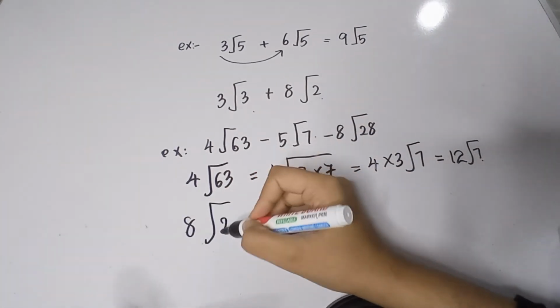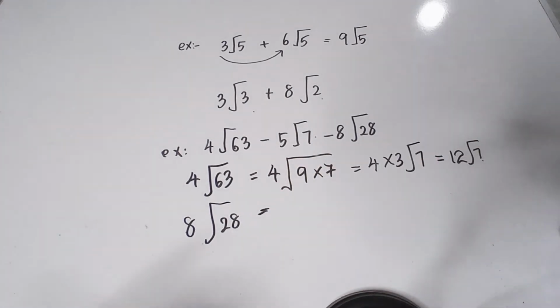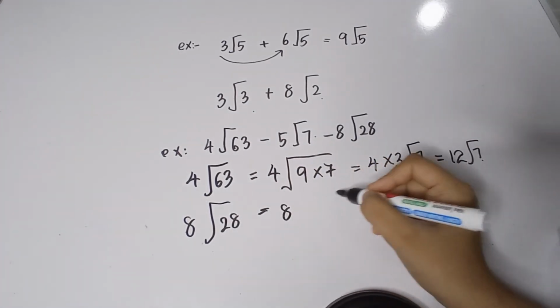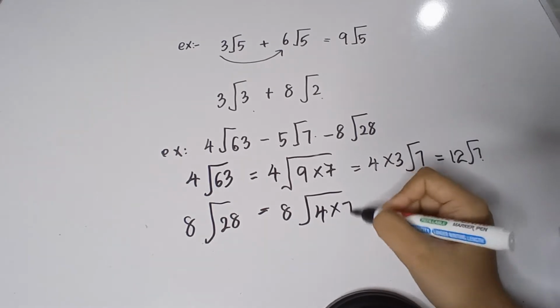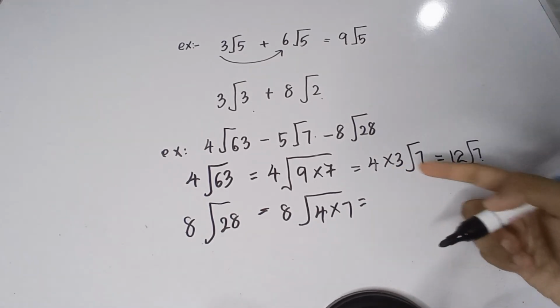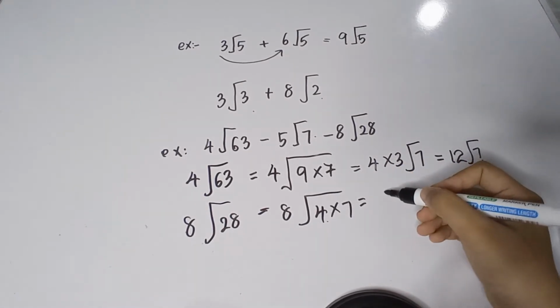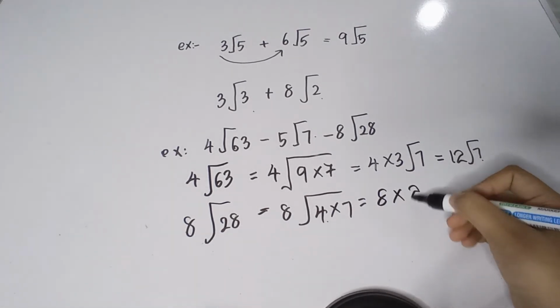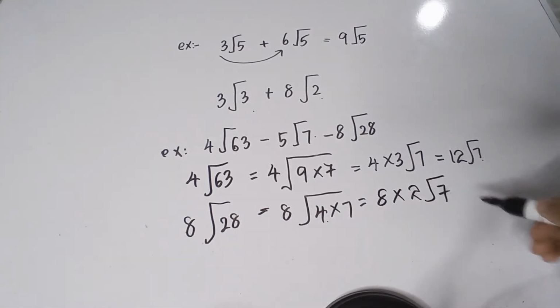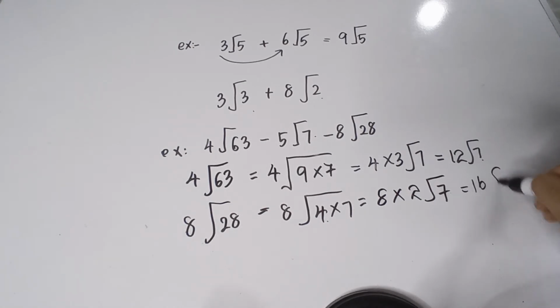So 8 root 28. I'm going to write 28 in terms of 7, that is 4 times 7. In a similar way to the previous one, 4 is a square number, so I can take the square root of 4, 2, and root 7. What do you get here? 16 root 7. Now everyone is having that root 7.